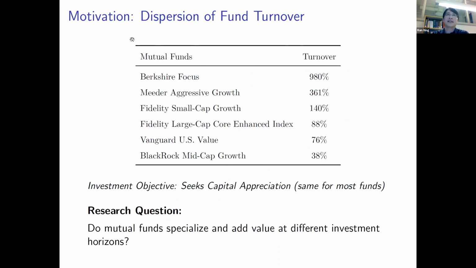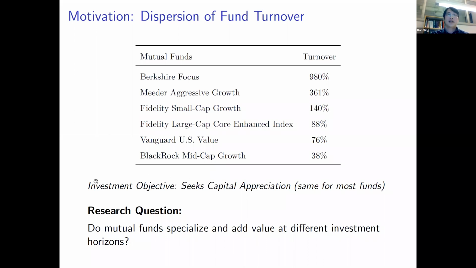So let me first motivate our research with the dispersion of fund turnover in the actively managed mutual fund industry. This table shows the turnover rate of actively managed mutual funds in the US. We have a fund called Berkshire Focus, which has an annual turnover as high as 980% per year. That means this fund changes its portfolio like 10 times per year. And we also have a fund like BlackRock Mid Cap Growth, which has an annual turnover of only 38% per year. That means it changes its portfolio once every 2 to 3 years. So they use quite different turnover strategies.